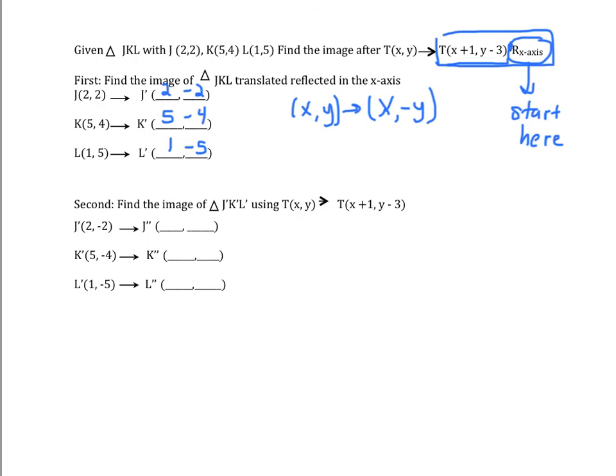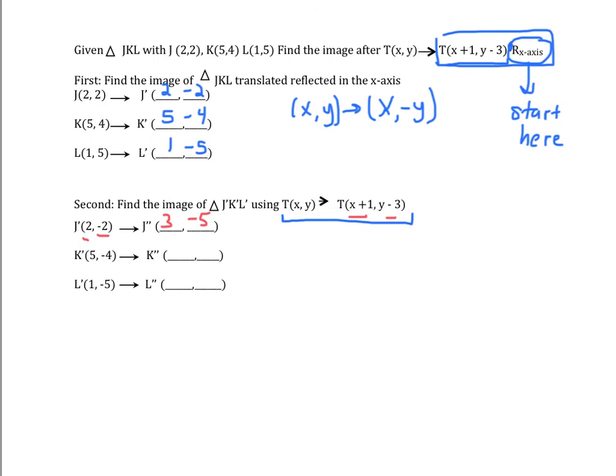Okay, next we're going to do our translation. So we have to take each point x, y, and apply this rule to it. So we want to add 1 to every x value and subtract 3 from y. So J prime, if I take the x value of 2 and I add 1, I get 3. If I take the y value of negative 2 and I subtract 3, I get negative 5. So J double prime has coordinates 3, negative 5.